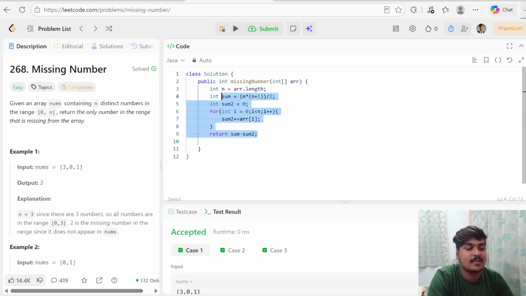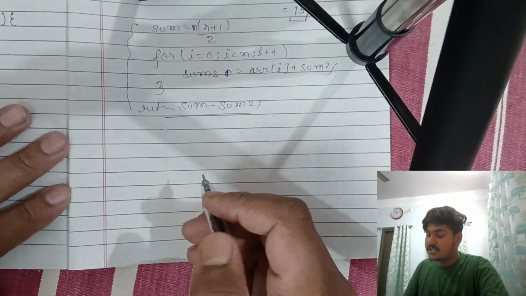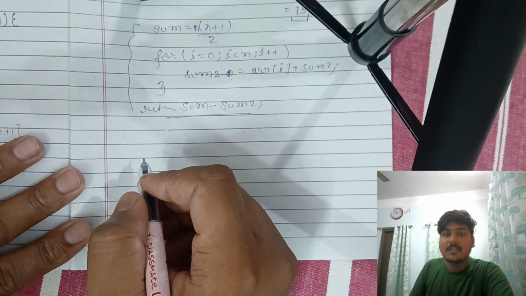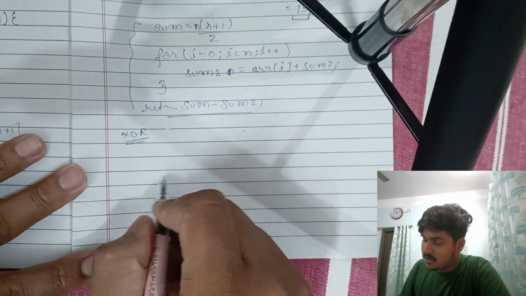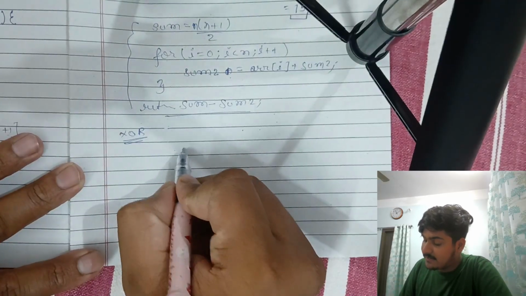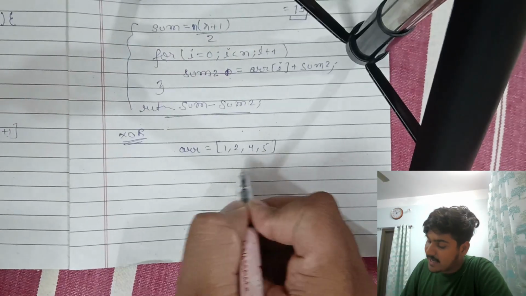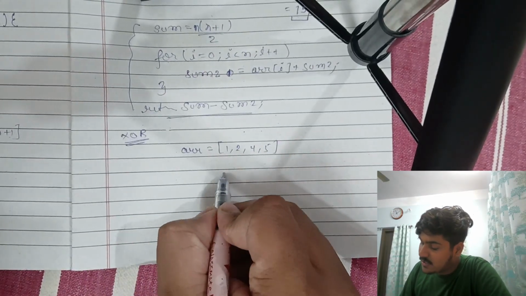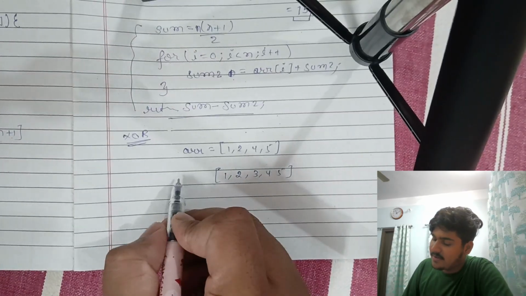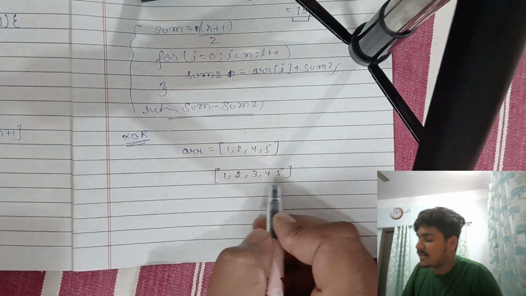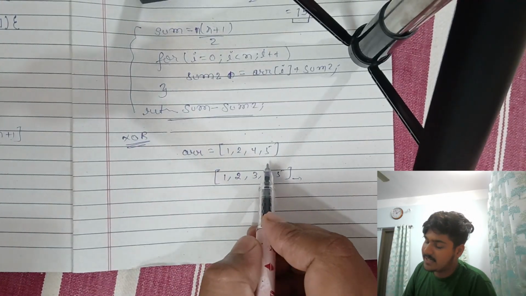Now let's see the second optimal solution using the XOR operation. Currently we see that 1, 2, 4, 5 was the array, and what we were doing was creating the same thing like 1, 2, 3, 4, 5, right? That's why we were calculating the AP sum of it, and subtracting.